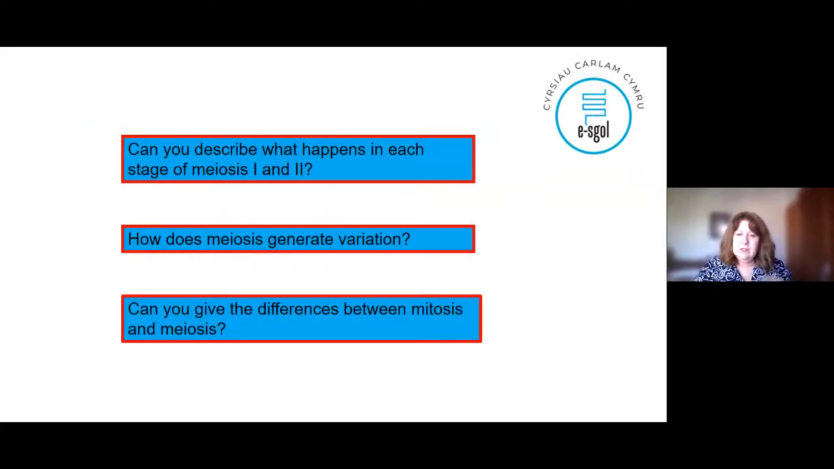I'm going to split the revision into three areas. That is whether you can describe what happens in the stages of meiosis, so that's meiosis 1 and meiosis 2, and we're also going to look, as part of that, at how meiosis generates variation, so it produces cells that show variation, which is really important in terms of natural selection, evolution and survival, although we won't focus on that in this session. And because it is a quite frequent exam question, we're going to look at the differences between mitosis and meiosis, and we're going to go over all of that with some past paper questions that I'll walk you through.